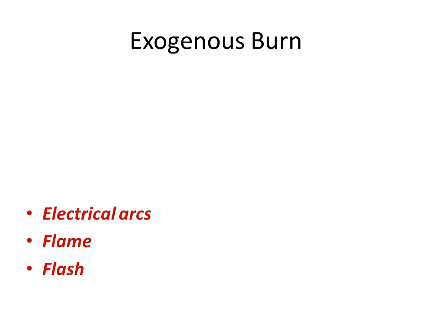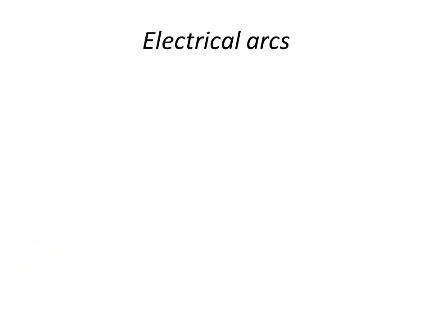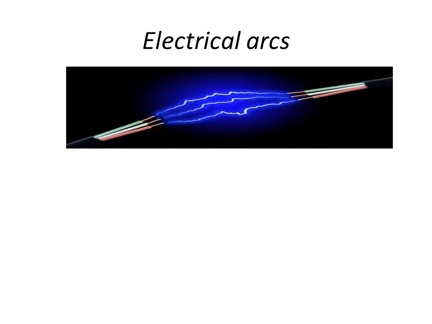Now we come to the discussion, as we see here, about the exogenous burn. We have seen that they are of three types. One is the electrical arcs, the second one is the flame, the third one is the flash burn. Let us discuss something about this electrical arc. This is how it looks.